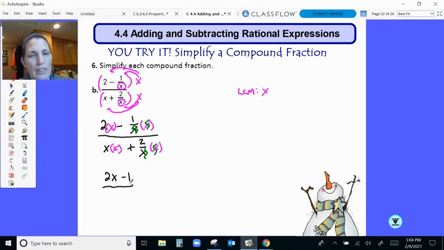So that's still a 1 on there. Don't forget that 1. And then we have x squared on the bottom plus 2. And there we go. All simplified.